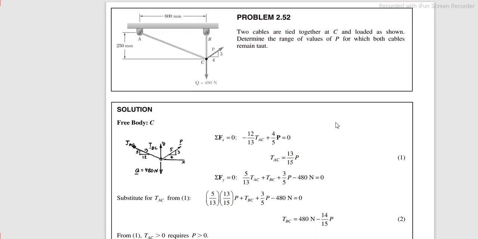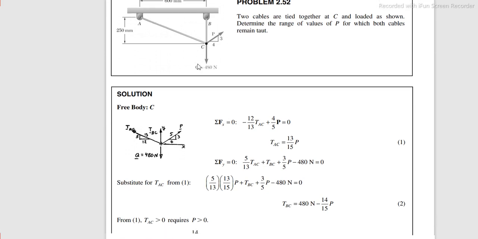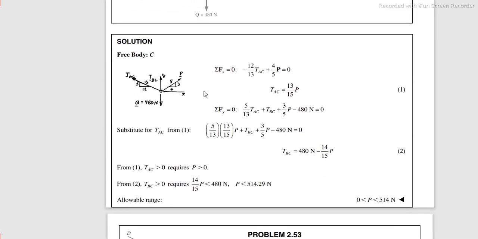Same problem 2.52. Two cables are tied together at C and loaded as shown. This is point C. Determine the range of values of P for which both cables remain taut. Here the solution is, and this is the free body diagram.